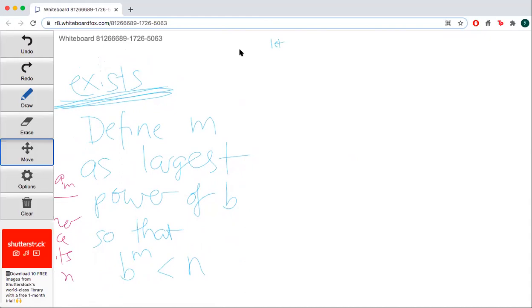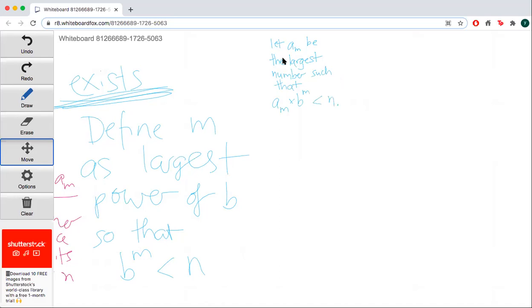So let A subscript m, remember that these are the digits, be the largest number such that AM lots of b to the m is less than my number.